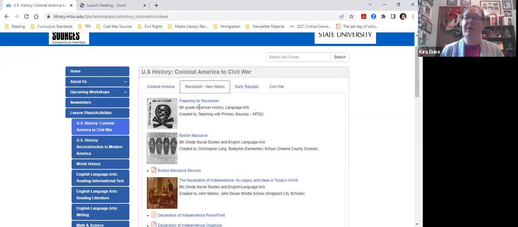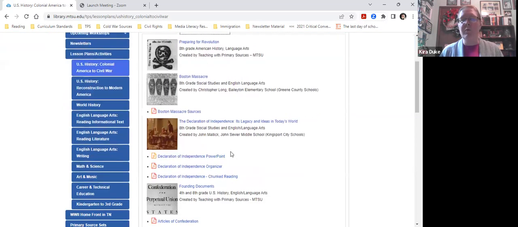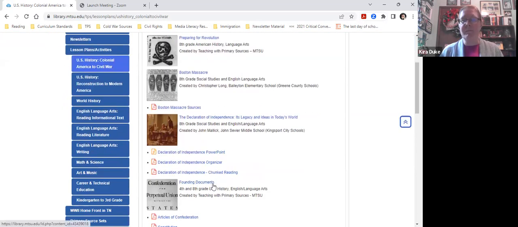So, of course, we have Preparing for Revolution. This was written by the same student who wrote the one we looked at in March, the Founding Documents one. So much like that one, it has a lot of really great sources, but there are probably a few more primary sources than you would want to use with 8th grade students. So definitely, if you're looking at these, think about how you might adjust this to the number of sources that you feel will work best with your students. And that's something that I want us to think about in some of our future conversations. We've already started that conversation, but I think we need to continue that.